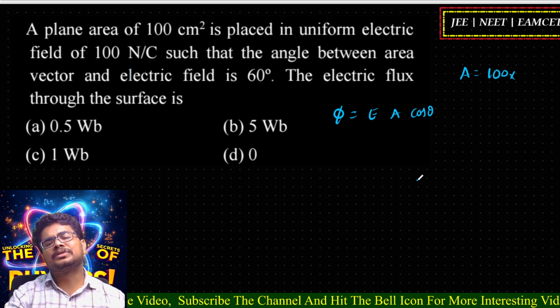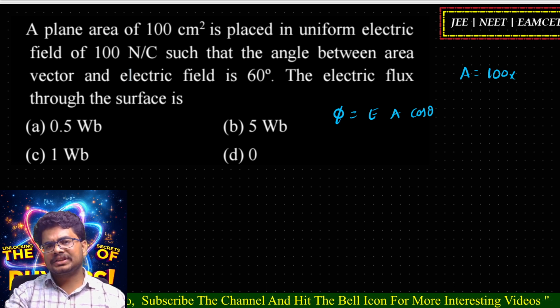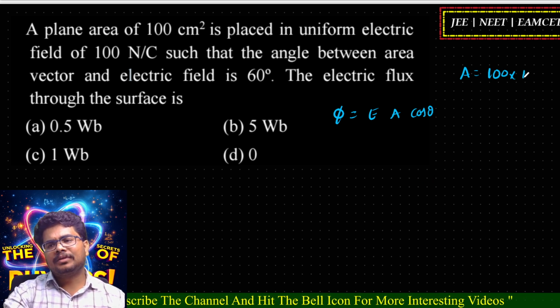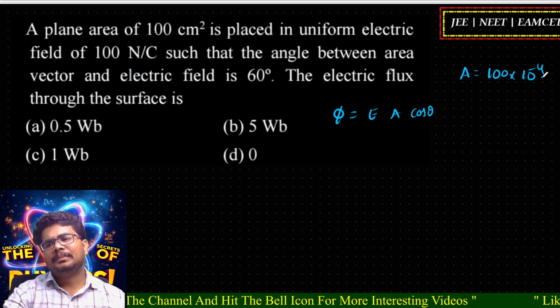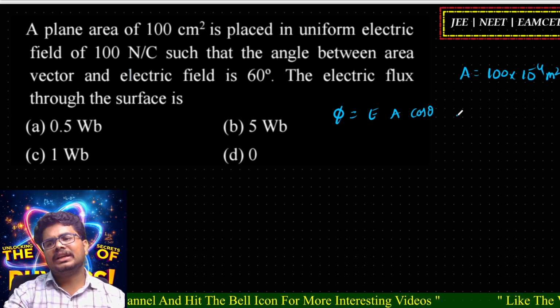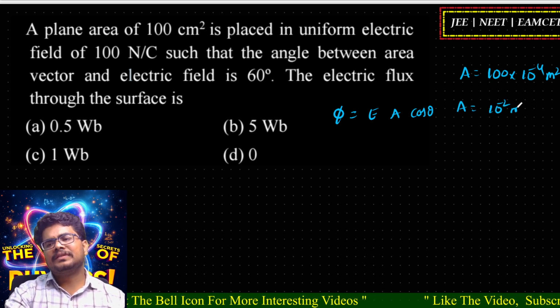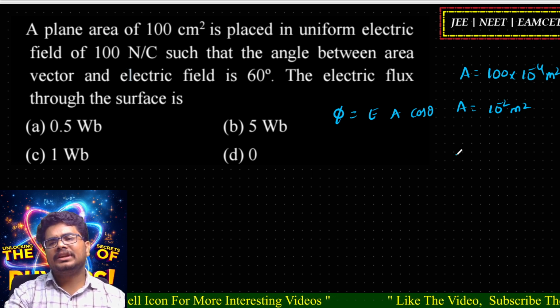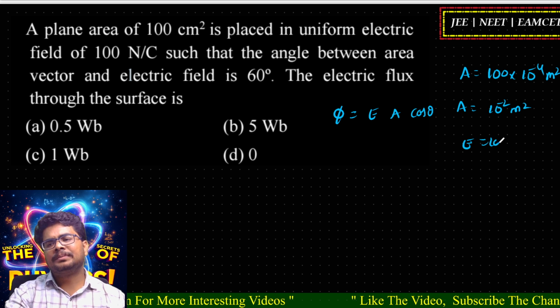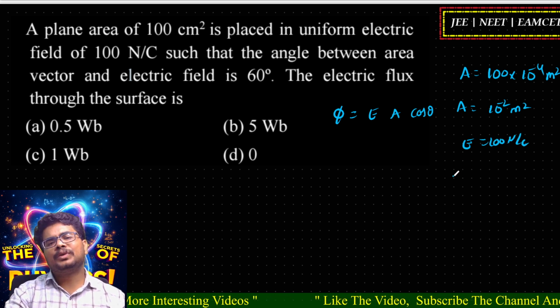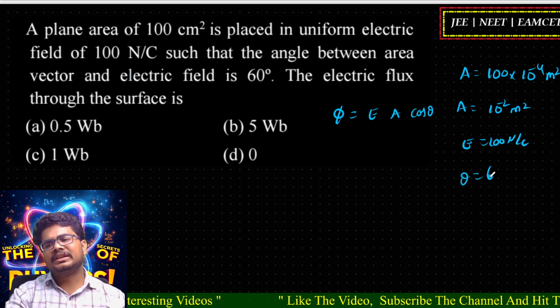100 into centimeter whole square. 1 centimeter equals 10 power minus 2 meter. Square of that will be 10 power minus 4. Meter square is the unit we are writing. So area equals 100 into 10 power minus 4, that is 10 power minus 2 meter square. The electric field value they gave is 100 Newton per Coulomb. The angle between these both is theta equal to 60 degrees.